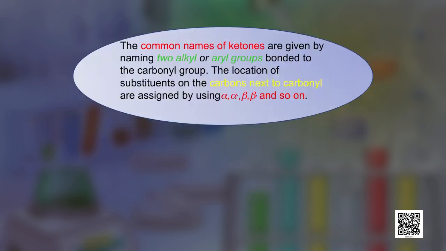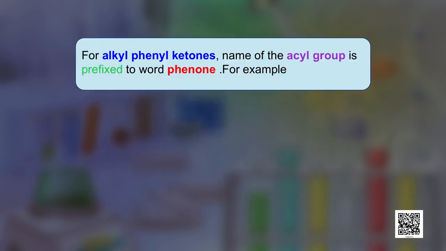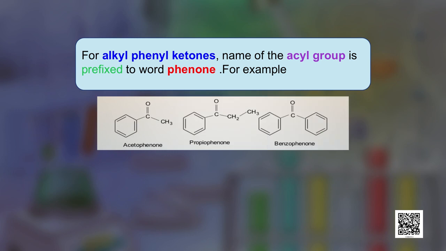The common names of ketones are given by naming the two alkyl or aryl groups bonded to the carbonyl group. The location of the substituents on the carbon next to the carbonyl are assigned by using alpha alpha' or beta beta' positions, and so on. Acetone, which is dimethyl ketone, is very common ketone and has the structure shown here. For alkyl phenyl ketones, the name of the acyl group is prefixed to the word phenone. For example, acetophenone, propiophenone and benzophenone, whose structures are given here.